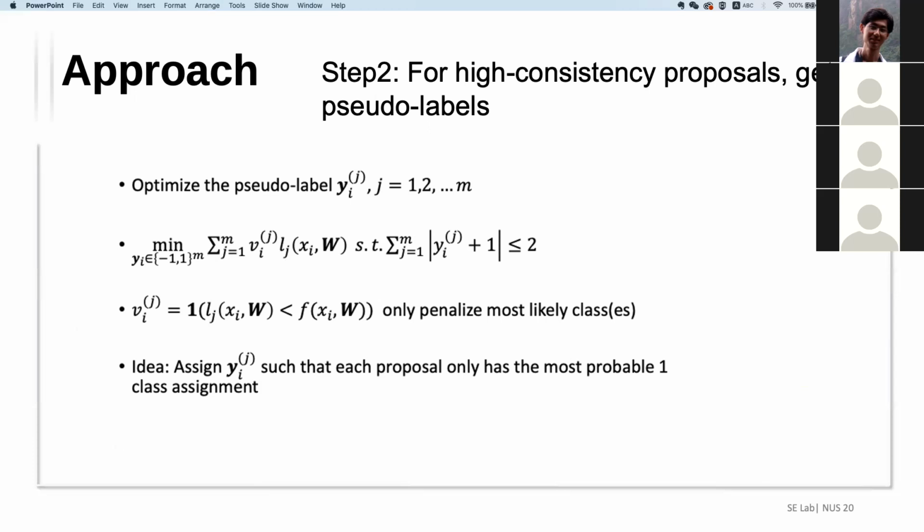And where does the pseudo label play a role? Pseudo label is just yi. It is how we label those proposals.